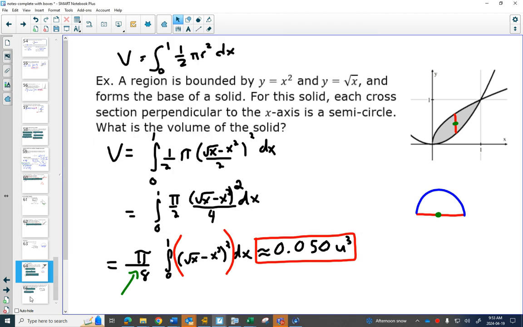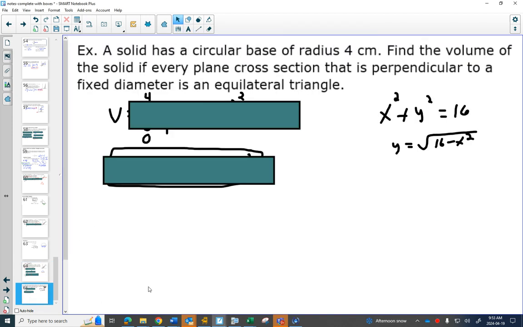And our very, very last question. A solid has a circular base of radius 4 centimeters. Find the volume of the solid if every plane cross-section, so plane cross-section means that you're cutting it straight up and down, perpendicular to a fixed diameter, is an equilateral triangle.